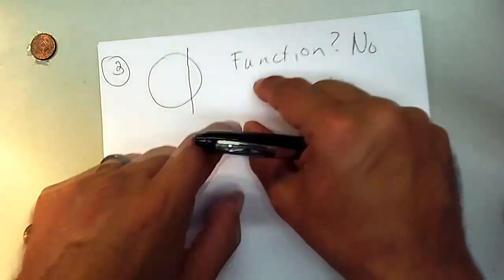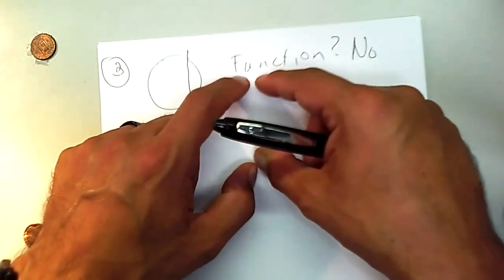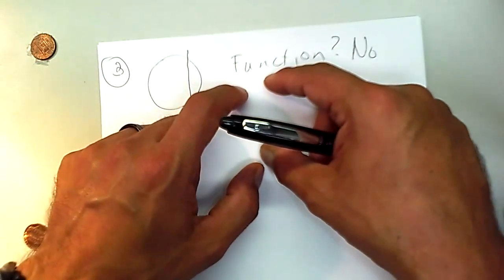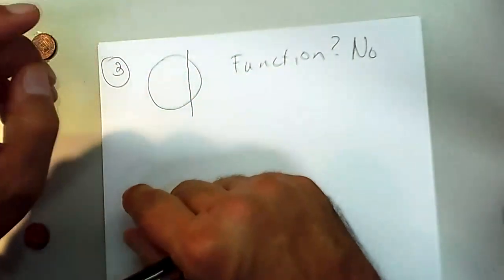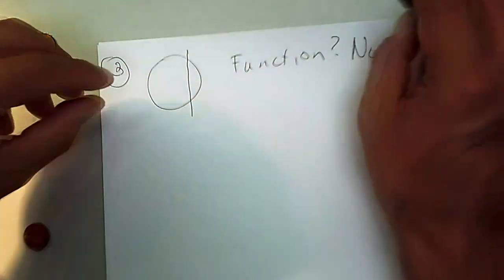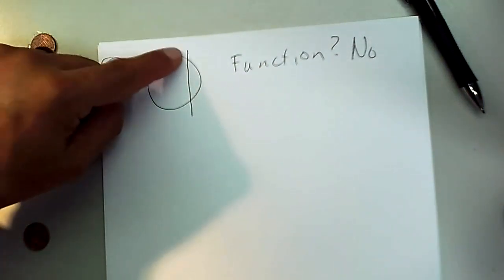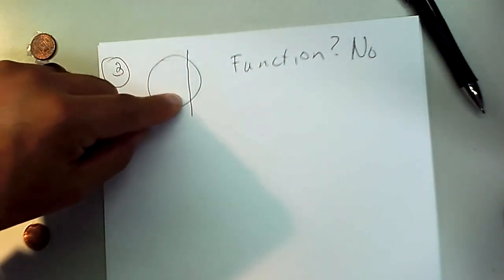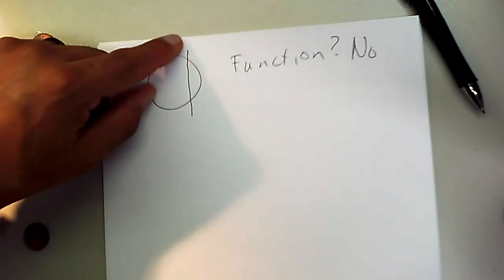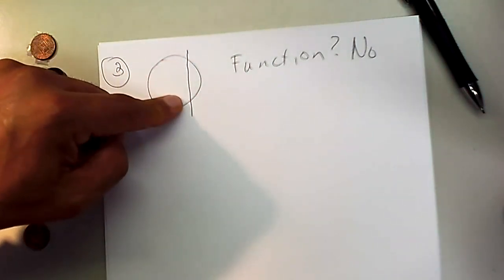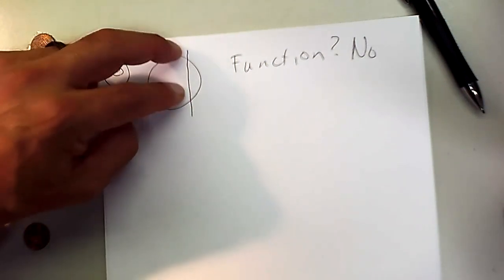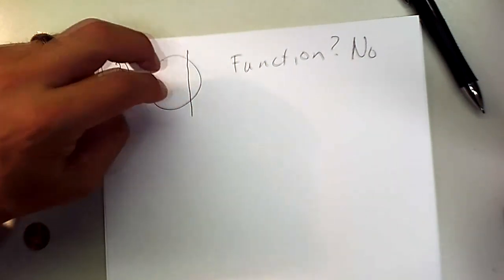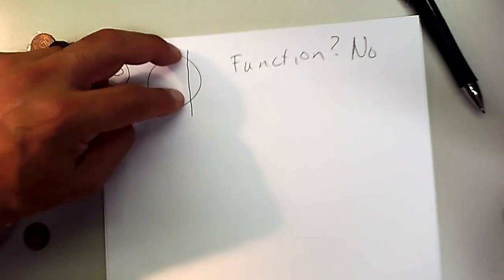And I want to keep the video efficient, so I'm not going to write all of that. But that's the advantage of having a video. I can speak fairly quickly. So again, this is not a function because it does not pass the vertical line test, which states that if there is a vertical line that crosses the graph at 2 points, then we don't have a function.